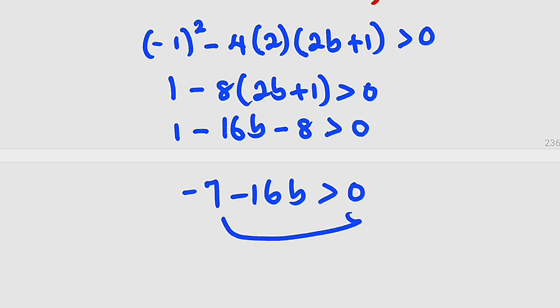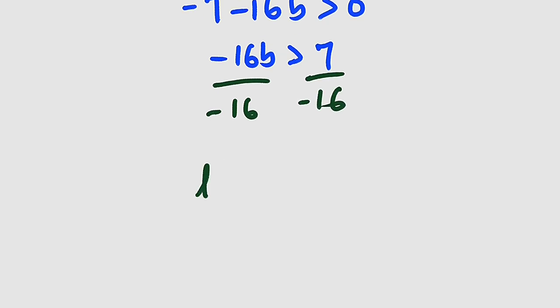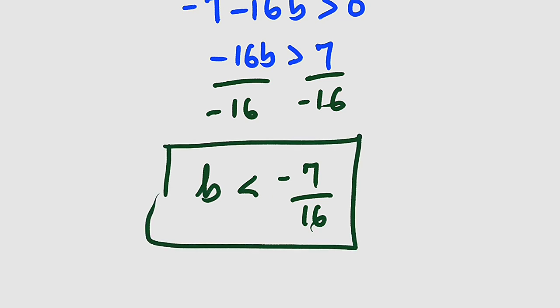We may decide to take negative 7 to the other side. We have negative 16b on the left, greater than positive 7. And now from here we can divide both sides by negative 16, so that on the left-hand side we only have b less than negative 7 divided by 16. We have greater than here, but this must become less than because we divided both sides by a negative number. And hence, these are the range of values of b that will satisfy the equation in order to have two solutions.